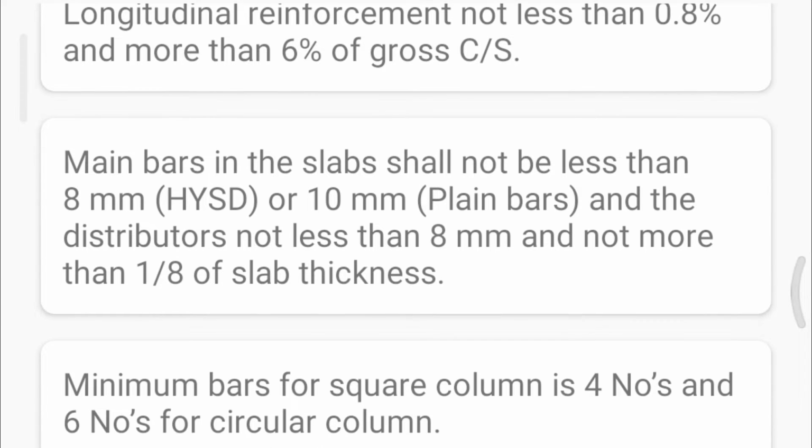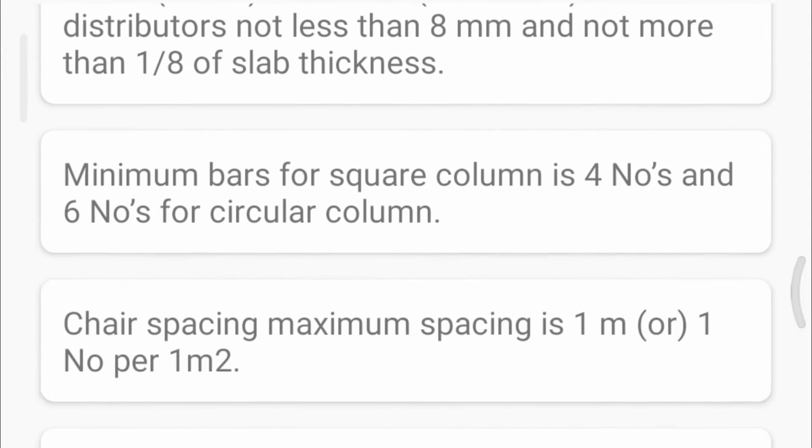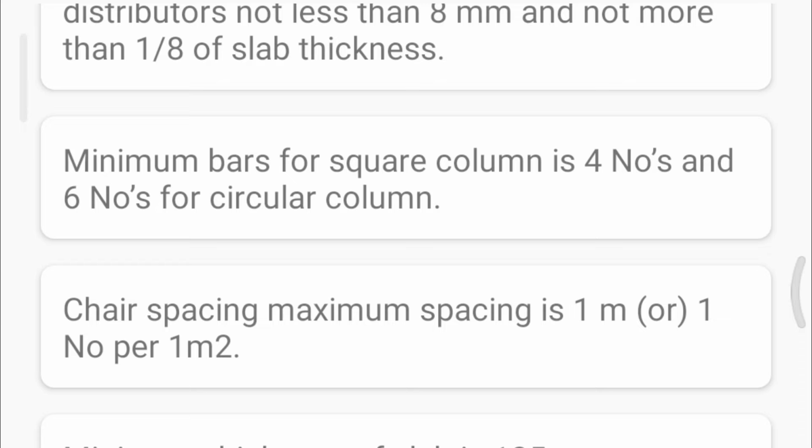Then the minimum bars in the slabs shall not be less than 8 mm HYSD bars, that is high yield strength deformed bars, or 10 mm plain bars, and the distributors not less than 8 mm and not more than 1 by 8 of the slab thickness. So then the minimum bars of square column is 4 numbers and 6 numbers of circular column.